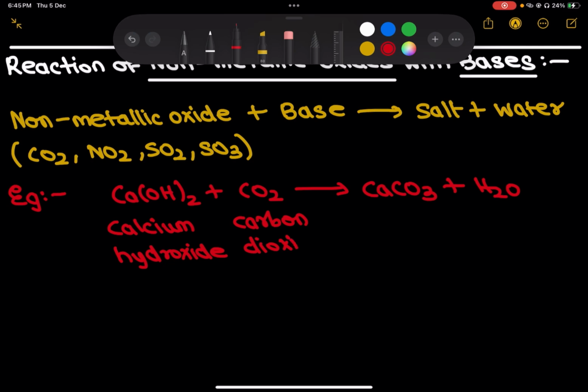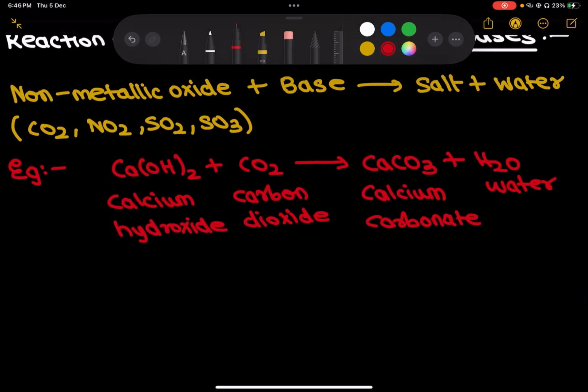Correct? Carbon is a non-metal. CaCO3 is calcium carbonate. Right? Calcium carbonate, commonly known as limestone, chalk, marble, etc. And H2O is water. Okay, so this is one of the examples of a non-metallic oxide reacting with a base. CaCO3 is white in color, so we can predict that CaCO3 has been formed in the reaction. Okay, so this is one example.